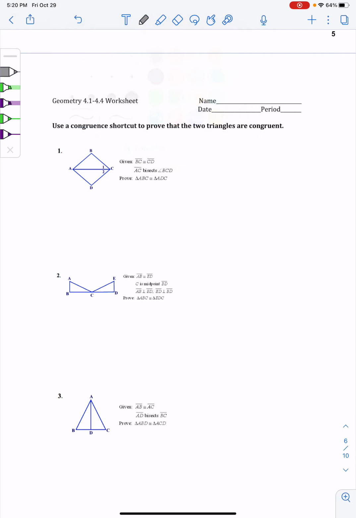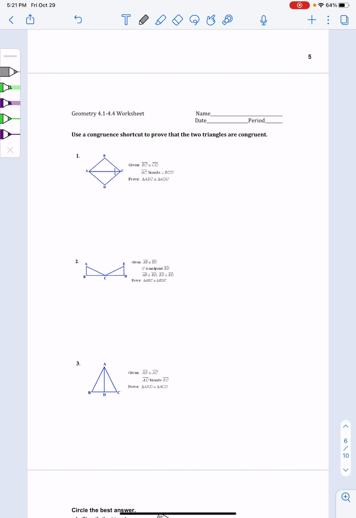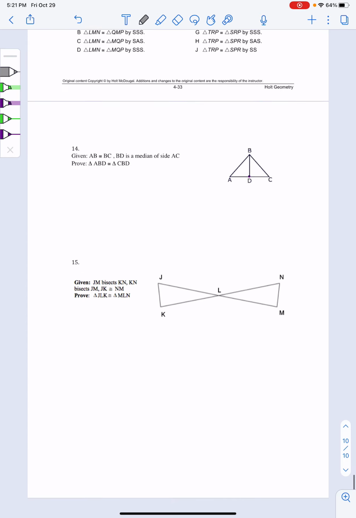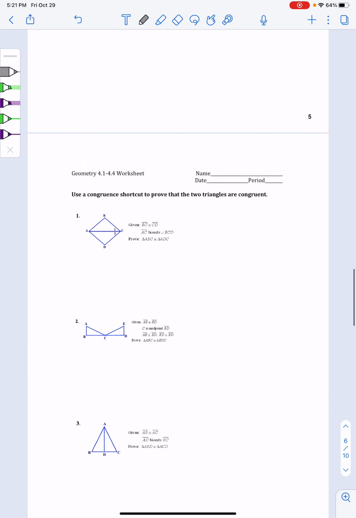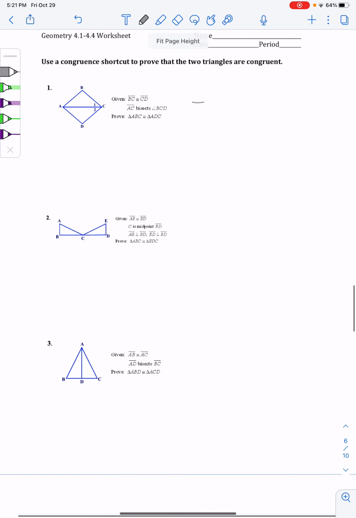Hey guys, just wanted to look at some of these practice questions. This whole worksheet is a review on sections 1.1, 1.2, 1.3, and 1.4, but I wanted to hone in on the proofs. So we learned some shortcuts, side, angle, side, and side, side, side. So we're most likely going to look at some of those.